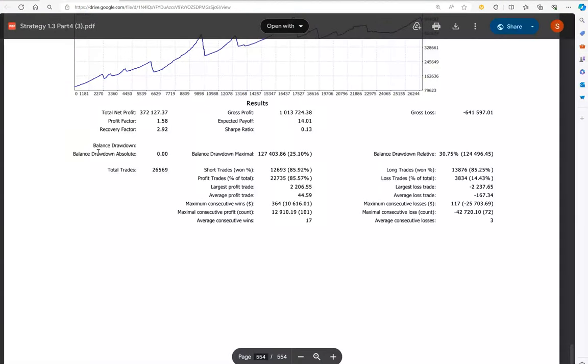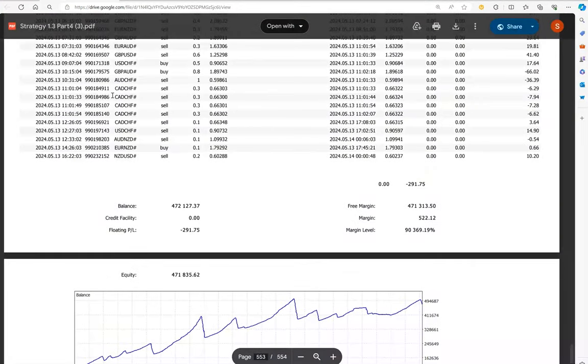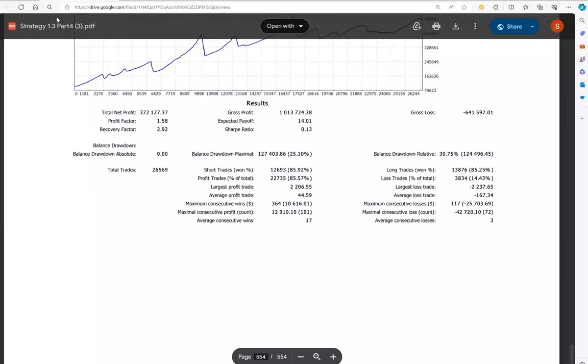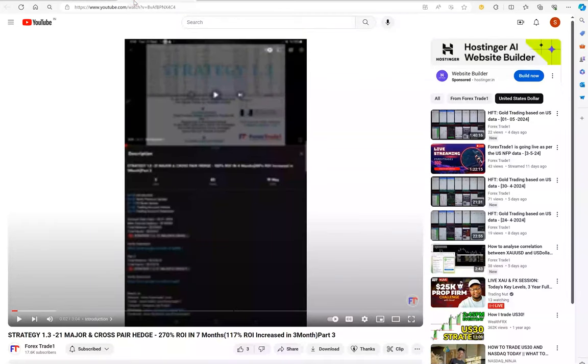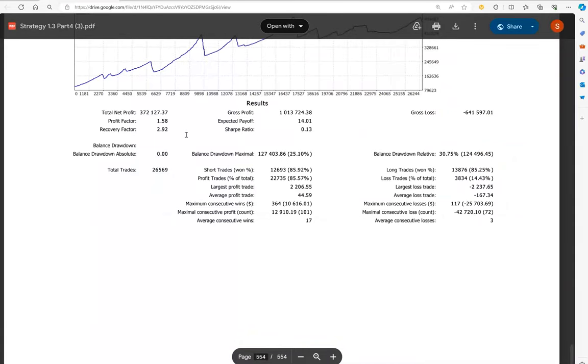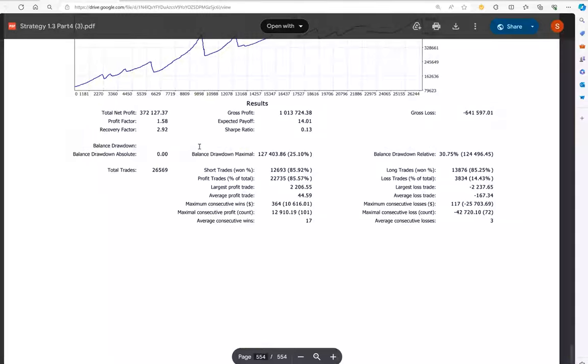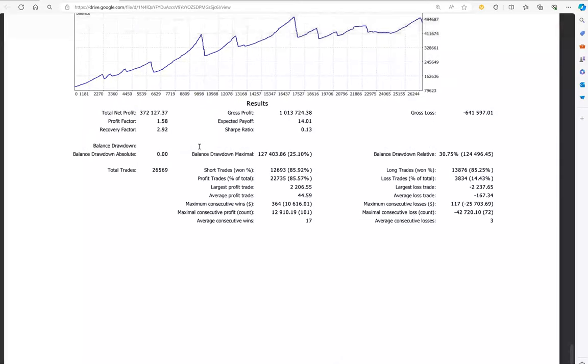So this is a complete trading account statement that we wanted to share with you, and all the statistics are available here. This was the last part that we updated, the 21 major and cross pair hedge strategy, and this is a part 4 update. And this is a complete trading account statement that we will attach in the YouTube description. The complete statement is from the last 1 and 3 months only, because the trading frequency is very high.